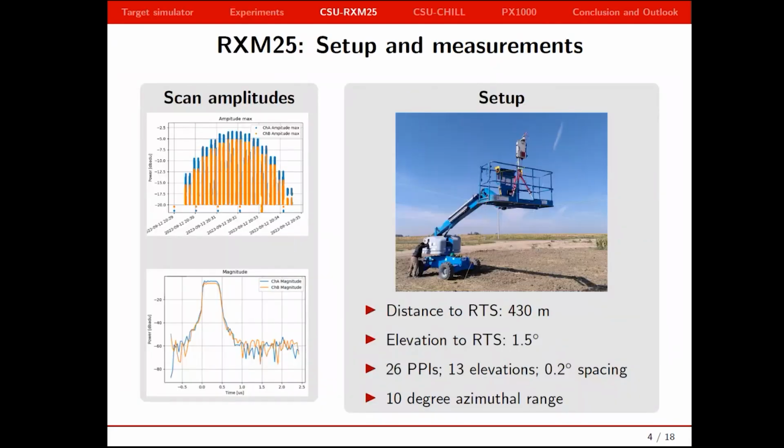So let's go to the first radar, which is the small X-band radar at the Chill facility. We placed our target simulator on a lifting platform as shown here, at a distance of about 400 meters to the radar. The radar was performing 26 PPI scans in the direction of the target simulator. You can see the amplitudes of the pulses as received by the target simulator here. This is the pattern that was recorded of one complete box scan around the target simulator. Then we generated a target, or actually several targets, but I'm showing just one now.